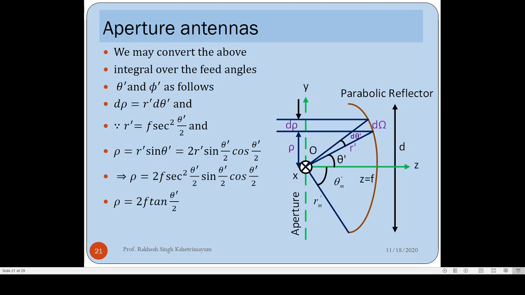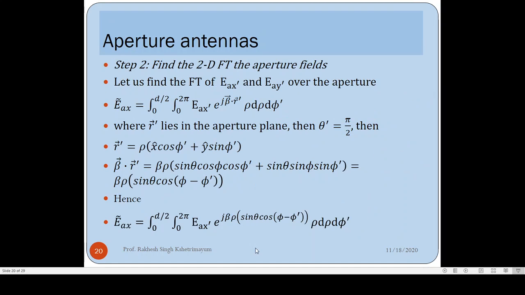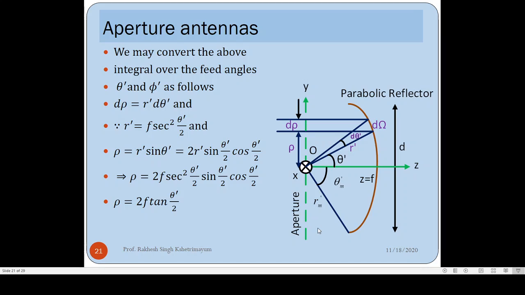We actually want to convert this integral over the feed angles. So this integral here is rho dash d phi dash, rho 0. I want to convert it in terms of d theta dash, so that I do all integration over theta dash and phi dash instead of rho 0 here. What is rho 0 here? Rho is the distance in the aperture plane, and this is a small change in the rho, which is d rho here.